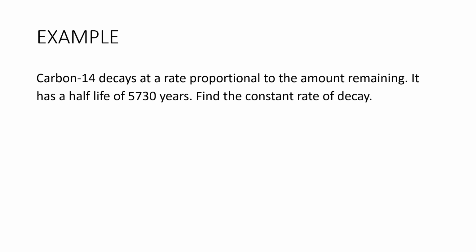Here's an example. Carbon-14 decays at a rate proportional to the amount remaining. In other words, dA/dt is proportional to A. It has a half-life of 5,730 years. Find the constant rate of decay. All right, you need to know that carbon-14 is present in all living things, and the minute that a living thing dies, it starts to decay. Now, after 5,730 years, half of it remains.